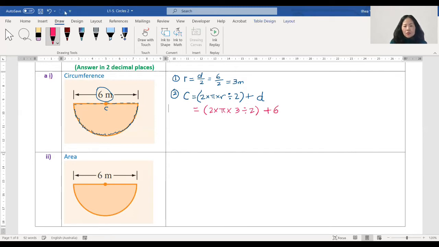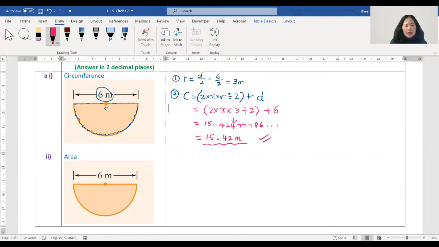Put all that in your calculator, and you will get something like 15.4247779, and we want it in 2 decimal places. So I'm just going to count up to 2. 15.42. Now the third place is 4, less than 5, so we're going to ignore that. And then our unit is meters.